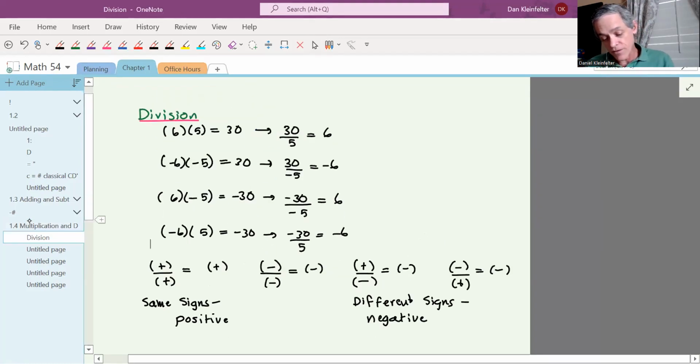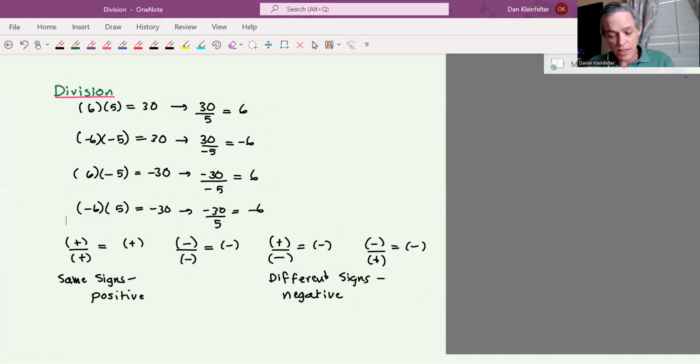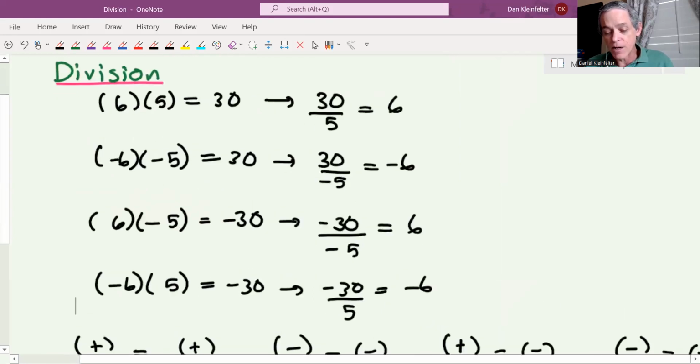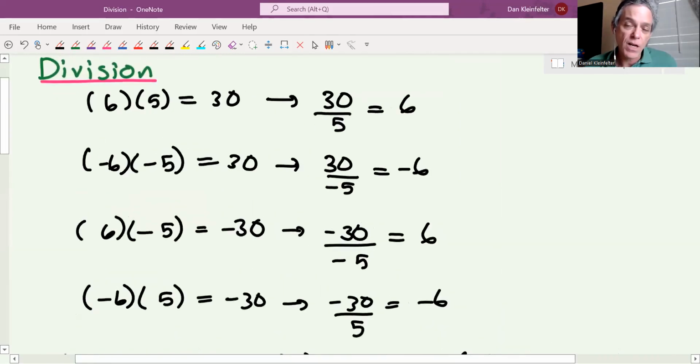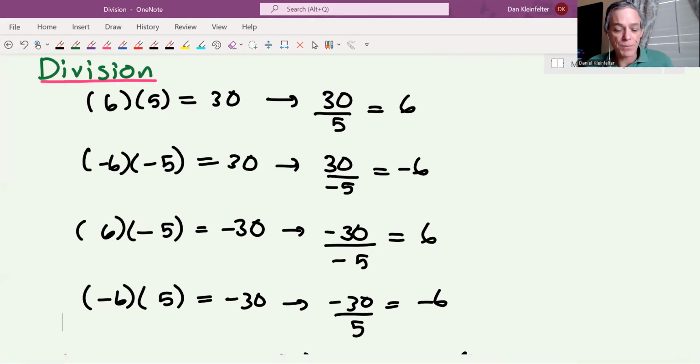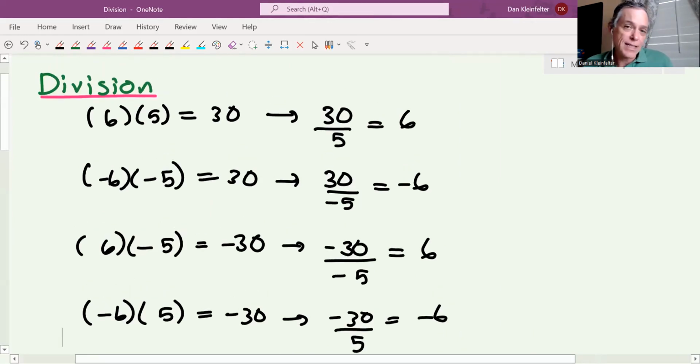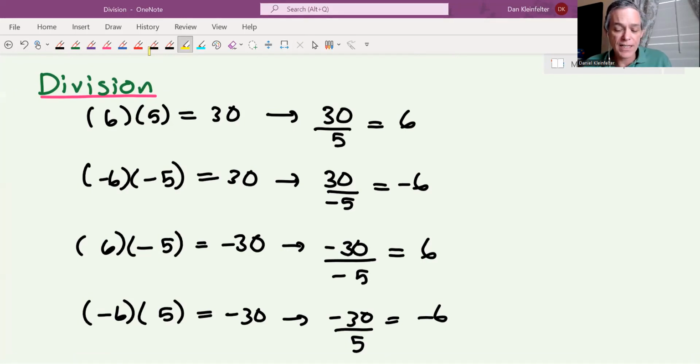Okay, for division, again, we're going to look at a pattern, and as we know, multiplication and division are intimately related, so it's going to have a very similar conclusion. Let's take a look at 6 and 5. We know that 6 times 5 makes 30, and so the corresponding division rule is that 30 divided by 5 is equal to 6.